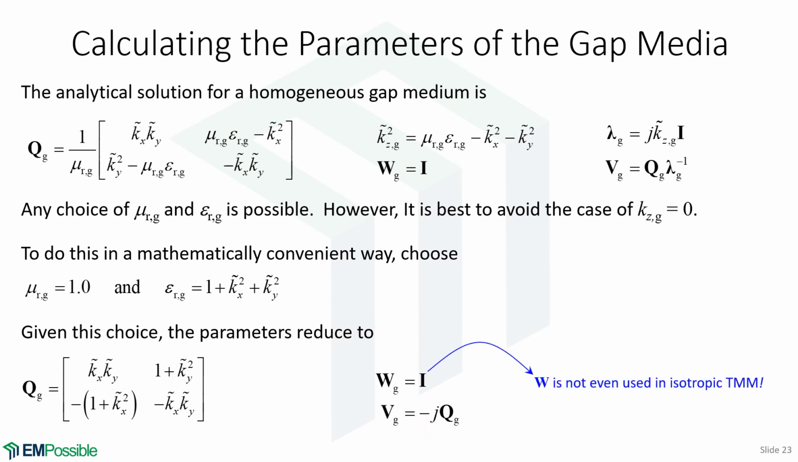I'll make a final note. I promise I won't say this anymore, but all the W's in transfer matrix method are identity matrices when we use isotropic materials. So the W's aren't even used in the transfer matrix method unless we're handling anisotropic materials.